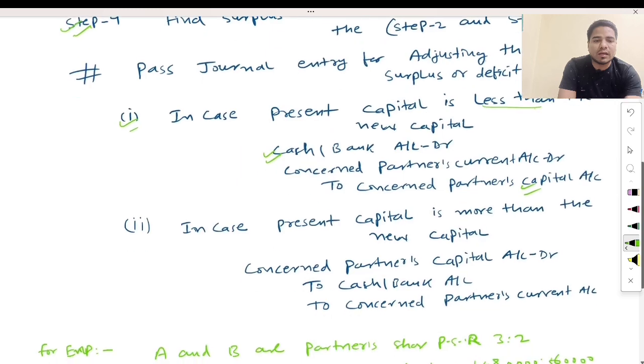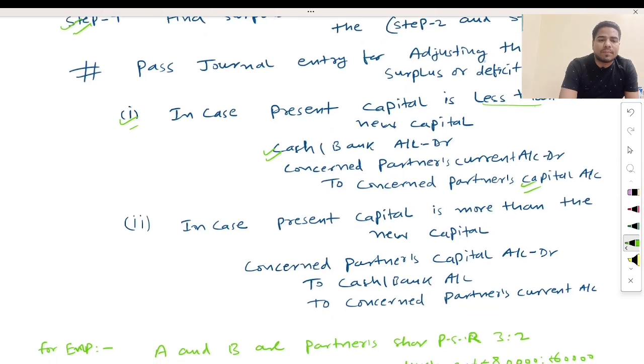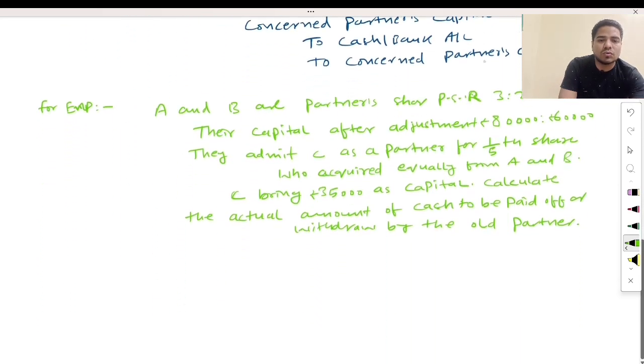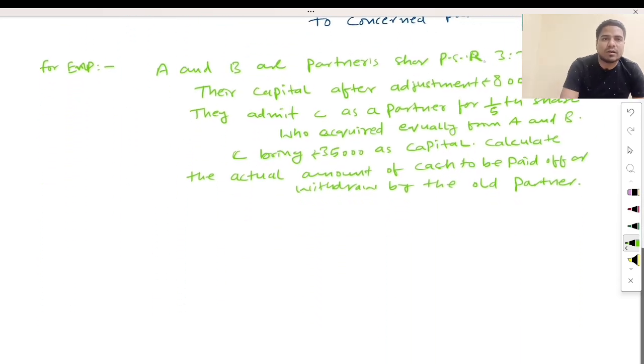And if it is more than the new capital, then the partner can withdraw the amount: concerned partner's capital account debit to cash or bank account, or to the concerned partner's current account. So these are the journal entries. With the help of these entries, we will record this. Now here is an example. With the help of this example, we will understand how to do the capital adjustment work.